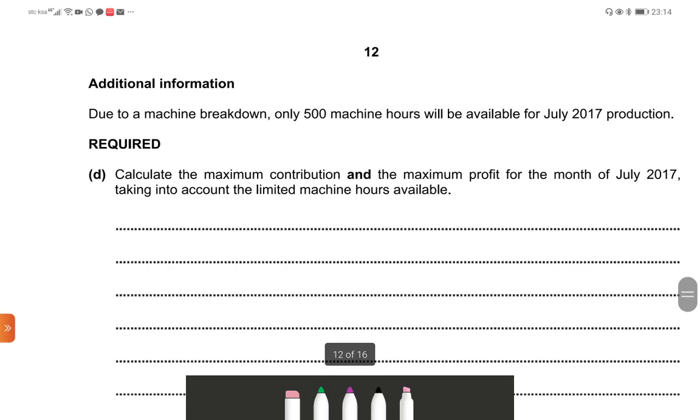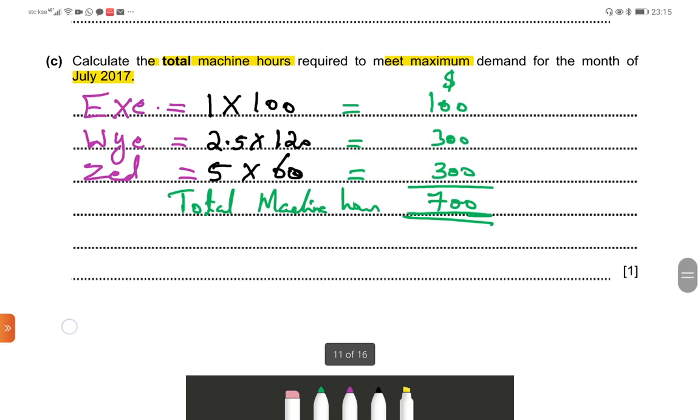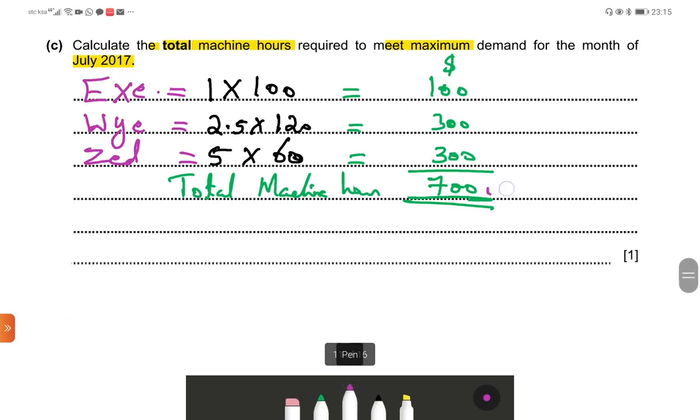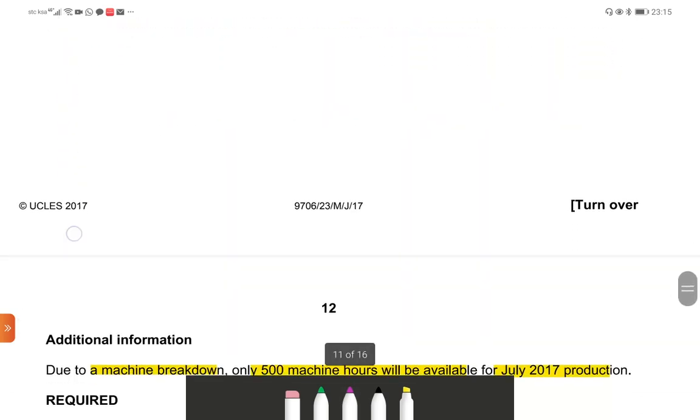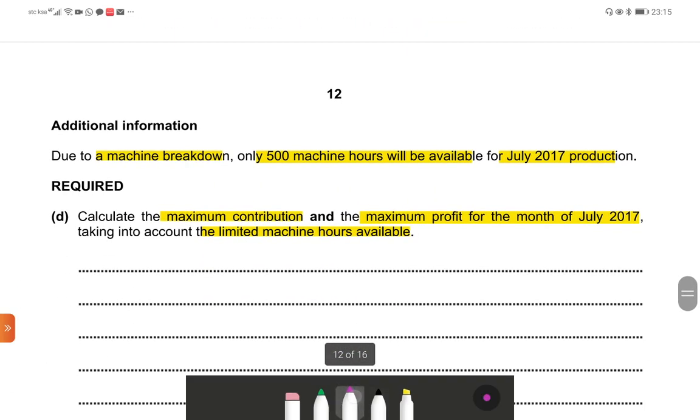Next, additional information. Due to a machine breakdown, only 500 machine hours will be available for July 2017. Calculate maximum contribution and the maximum profit for the month of July 2017, taking into account limited machine hours available. Actually, how much machine hours we need? The machine hours required is 700, but only 500 machine hours are available.